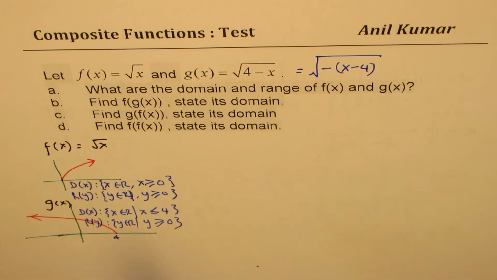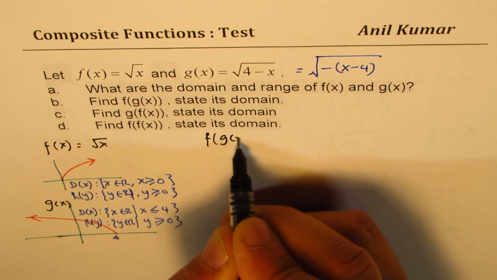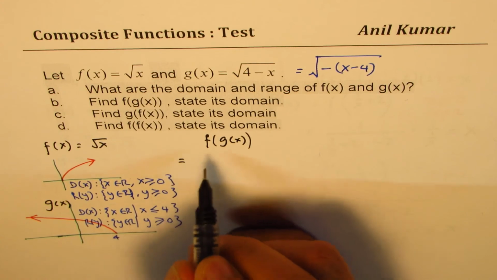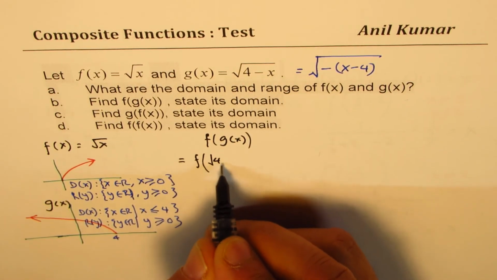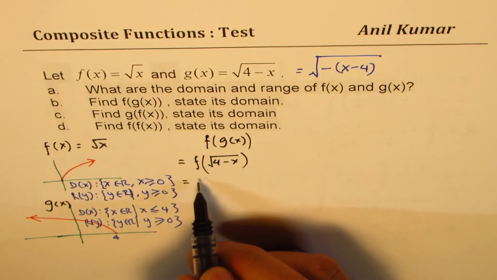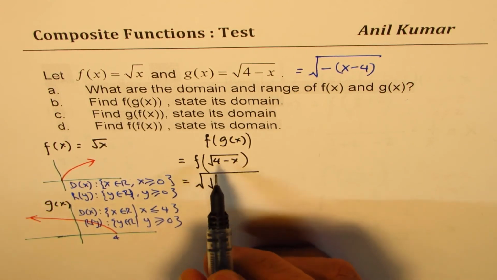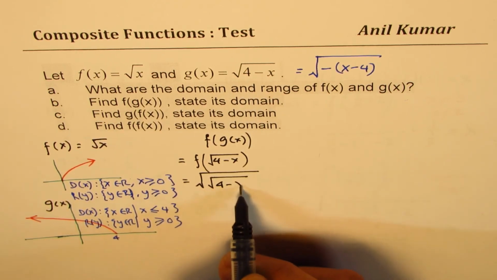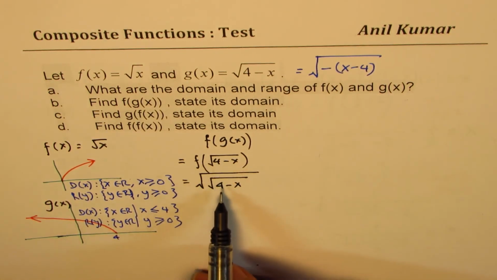What is f of g of x? Now you look for f of g of x. So g of x is the inside function, right? So you could say f of this, which is square root of 4 minus x. And then you have to replace this in your square root function. So what you get here is square root of, instead of x we write 4 minus x. Do you see the fourth root coming into the picture? Correct? So that becomes your function.